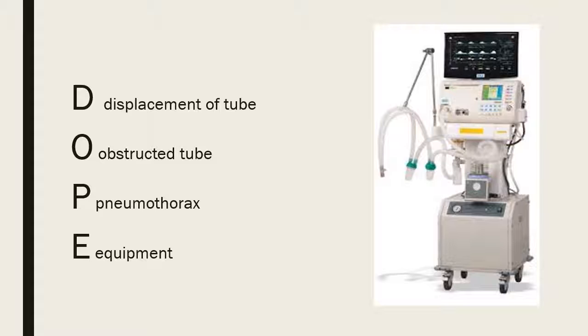And the E is equipment. Ventilators are like any machine and they can fail, right? If you ever have an issue where you think it's equipment failure, like I said, you disconnect your patient and you provide ventilations via bag valve mask. A lot of times what they'll do at that point is just switch out the ventilator. But there's a lot of troubleshooting that we go through before that.